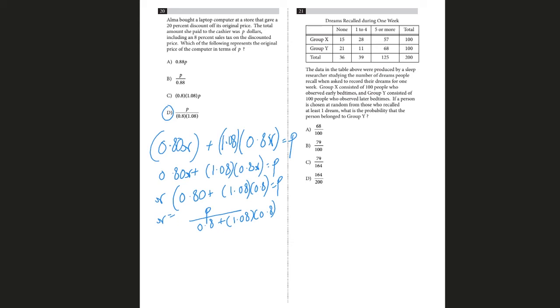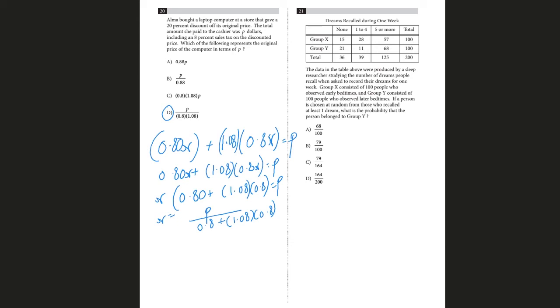The data in the table above were produced by sleep researchers studying the number of dreams in 1 week. Group X consisted of 100 people who observed early bedtimes, and group Y consisted of 100 people who observed later bedtimes. If a person is chosen at random who recalled at least one dream, what is the probability that the person belonged to group Y? So, at least one dream.